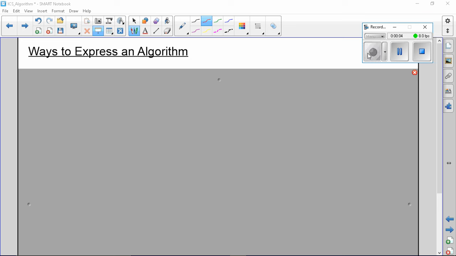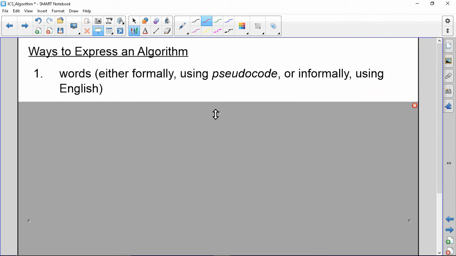All right, back for part two, ways to express an algorithm. We could express an algorithm in words, which is most of our algorithms, like a recipe for a cake is in words. Either formally using pseudocode, which is a computer science thing, and we'll see an example of that later, or informally using English or whatever language you're speaking.